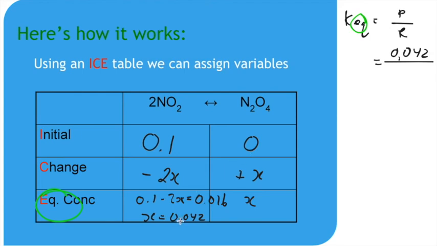The reactant concentration, on the other hand, is given in the question. It's 0.016.